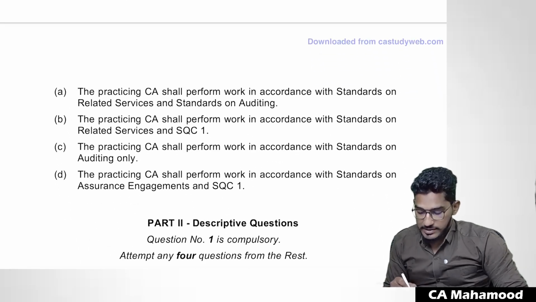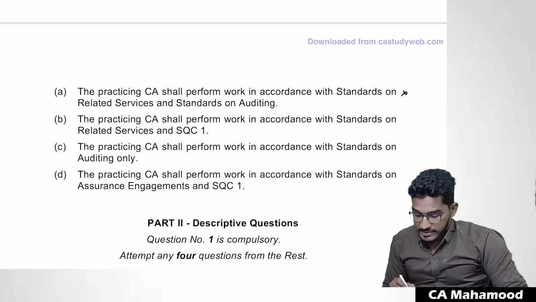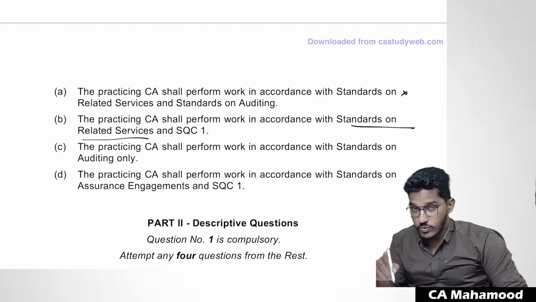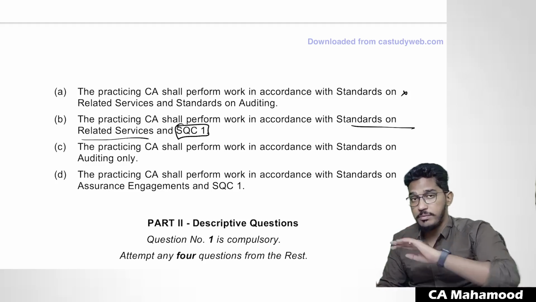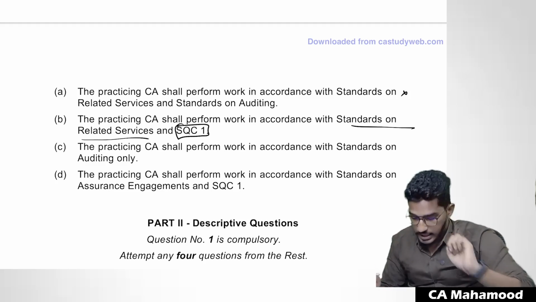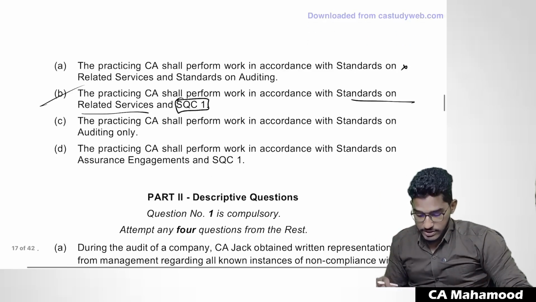Option A, the practicing CA shall perform work in accordance with SRS and also standards on audit, not required. SA doesn't become applicable here. Option B, the practicing CA shall perform the work in accordance with SRS and he has to maintain quality control. So that's why he has to follow SQC1 also. SQC1 becomes applicable for all forms of engagement. So yes, he has to do SRS and also SQC.